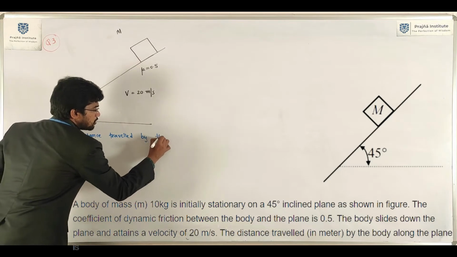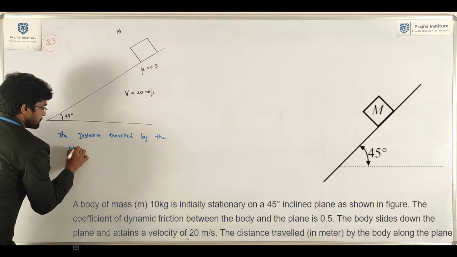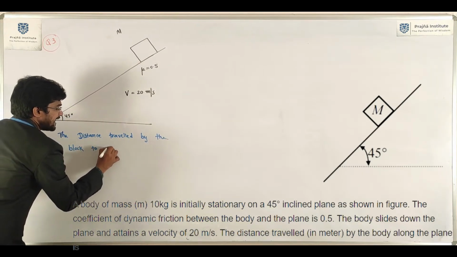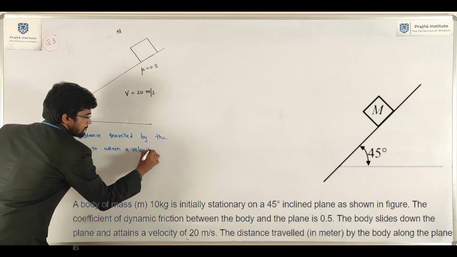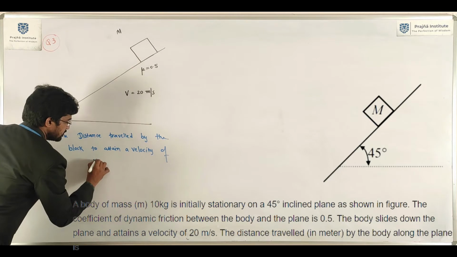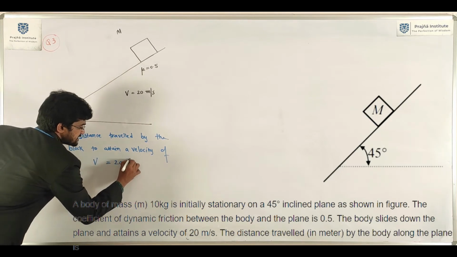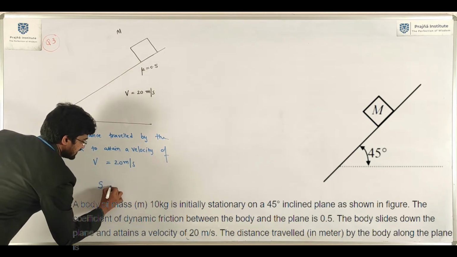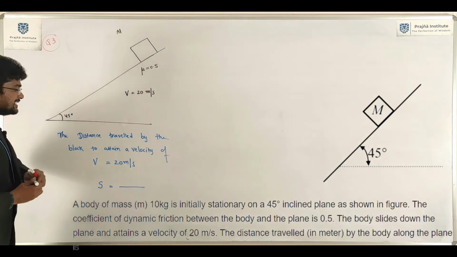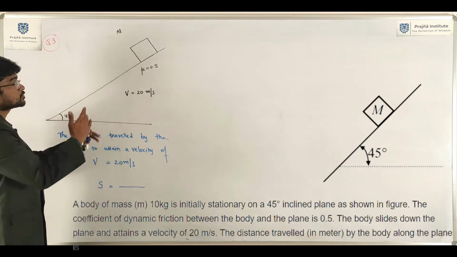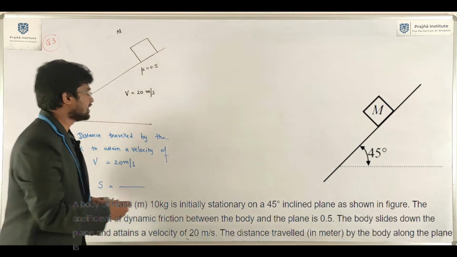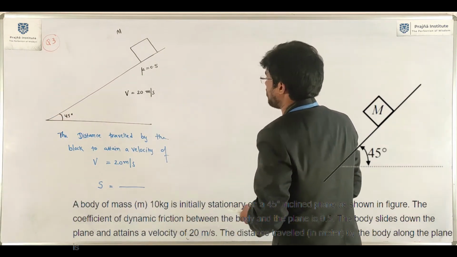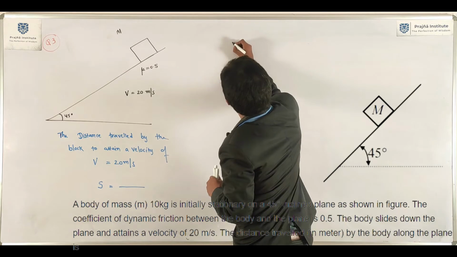by the block to attain a velocity of 20 meter per second. They are asking the distance. Now, the distance traveled by the block to attain a velocity of 20 meter per second. Nothing great here. Just draw the free body diagram for the block. You will get everything.